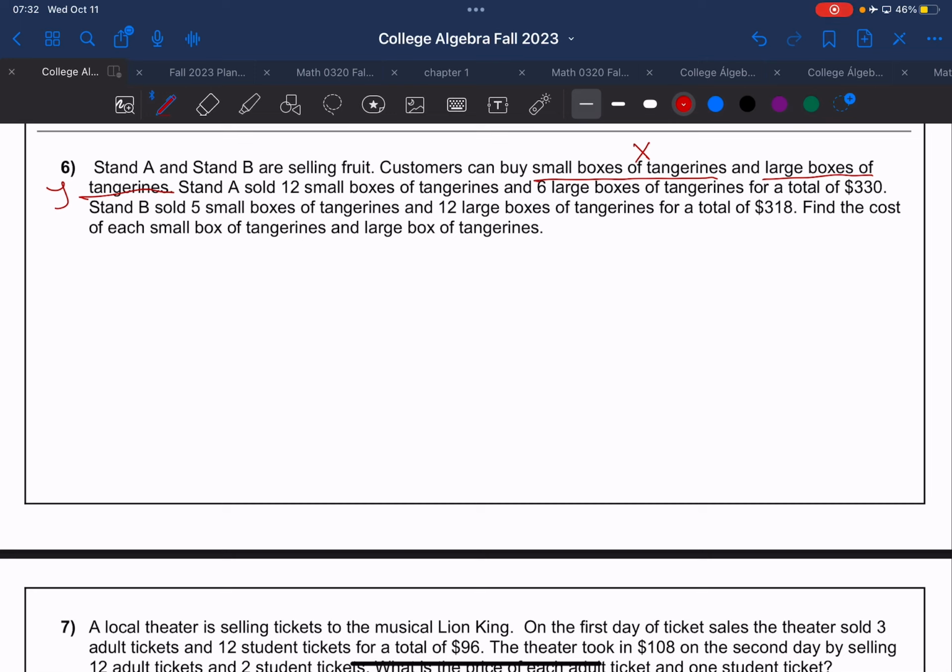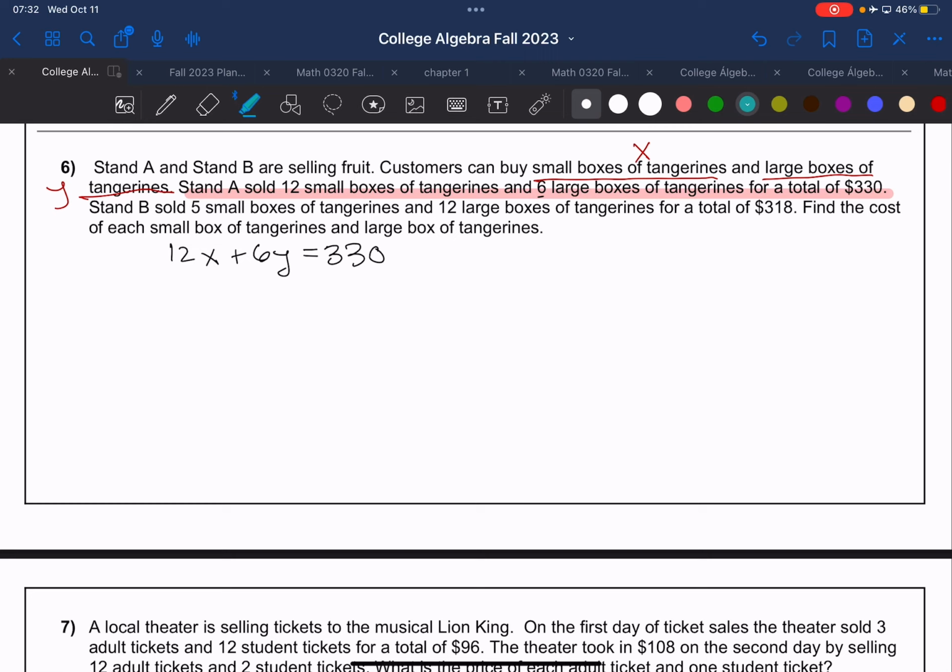The first sentence after that says stand A sold 12 small boxes of tangerines and 6 large boxes of tangerines for a total of $330. So that's giving us our first equation. What would that equation be? Good, equals 330. Good. It's 12x because we said X is the small boxes and they're selling 12 small boxes, plus 6y because we said Y is the large boxes, for a total of $330.